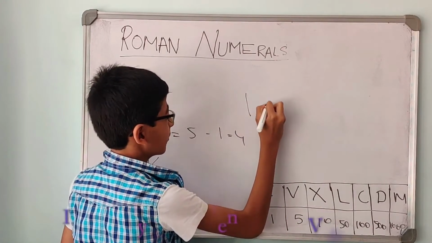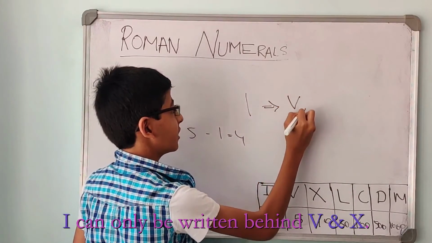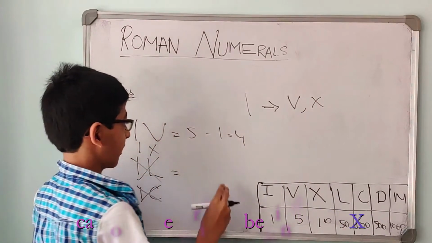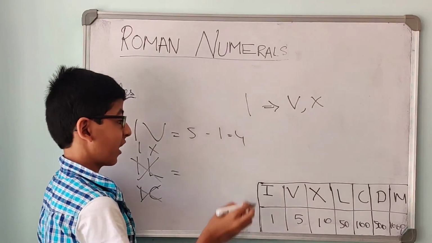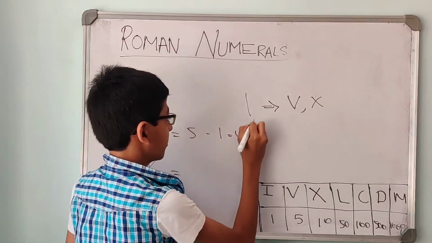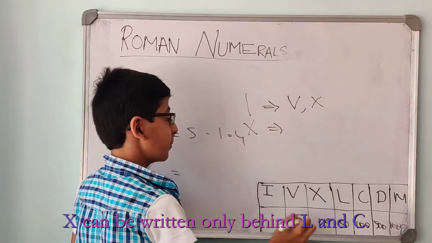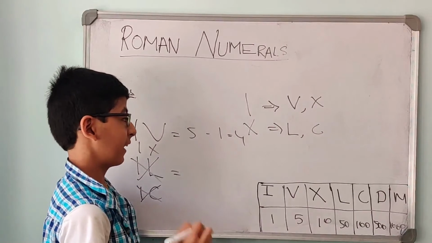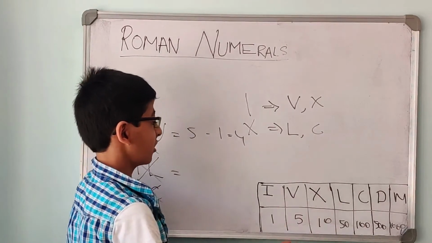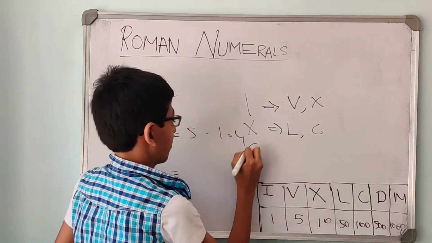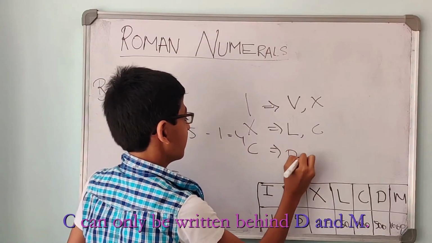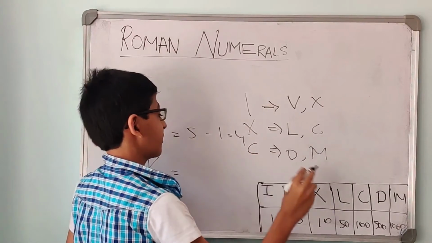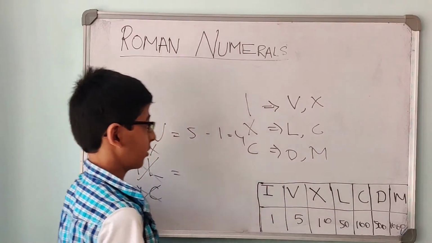So I can be written behind V and X only. So IV is allowed, IX is allowed. IL, IC, ID, IM are not allowed. Now X can be written only behind L and C. So we can write XL and XC. You can't write XD, nor can you write XM. Now C can be written behind D and behind M. So CD is allowed and CM is allowed.